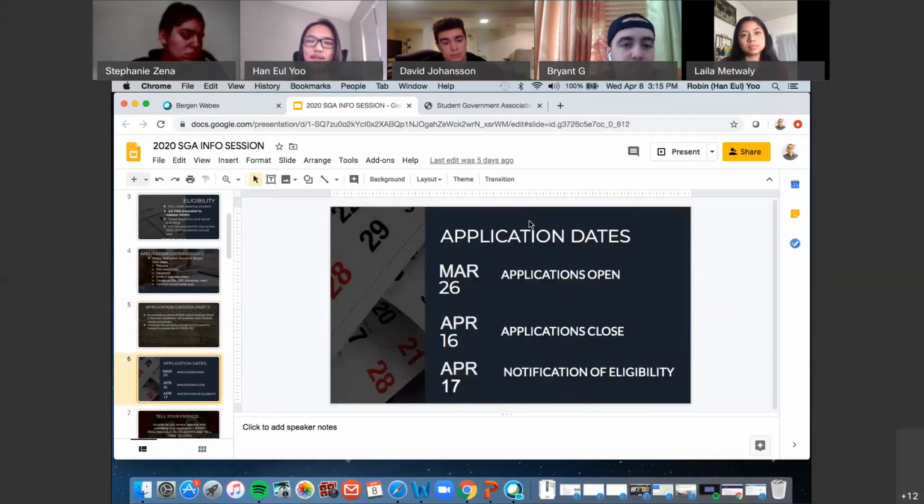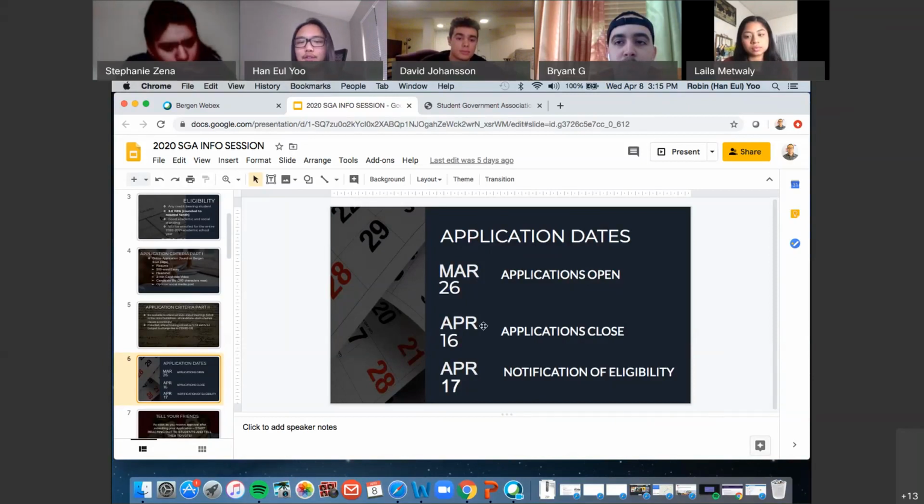Some key facts are on this slide. This is all also available on the application and guidelines. There is a little error on the application. The application close date is April 16th. It's been open, and then you'll be notified on the 17th if you're eligible. That doesn't mean, just to let you know, if you're eligible in terms of GPA and conduct standing.